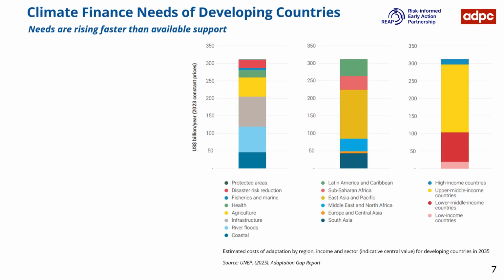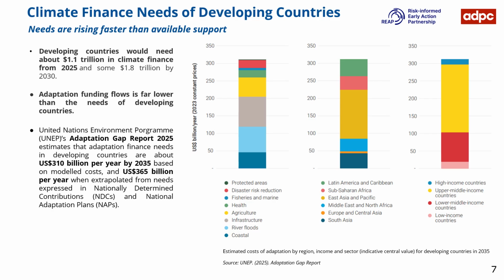This slide highlights the widening gap between climate finance needs and available support. Developing countries require finance at a scale far greater than current flows. It is noted that developing countries would need about $1.1 trillion in climate finance from 2025, rising to around $1.8 trillion by 2030.